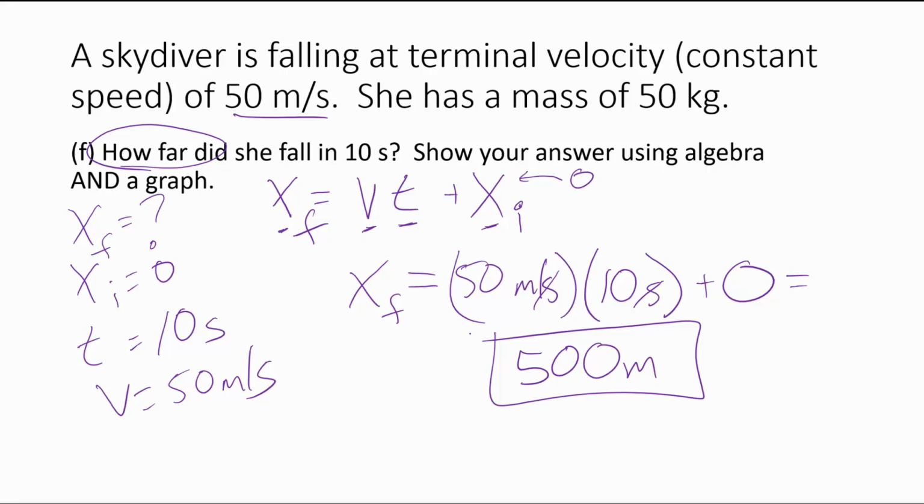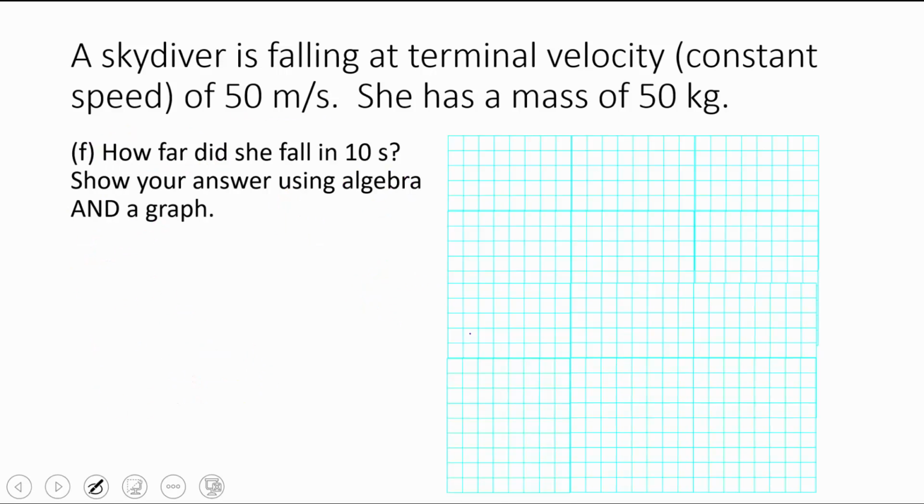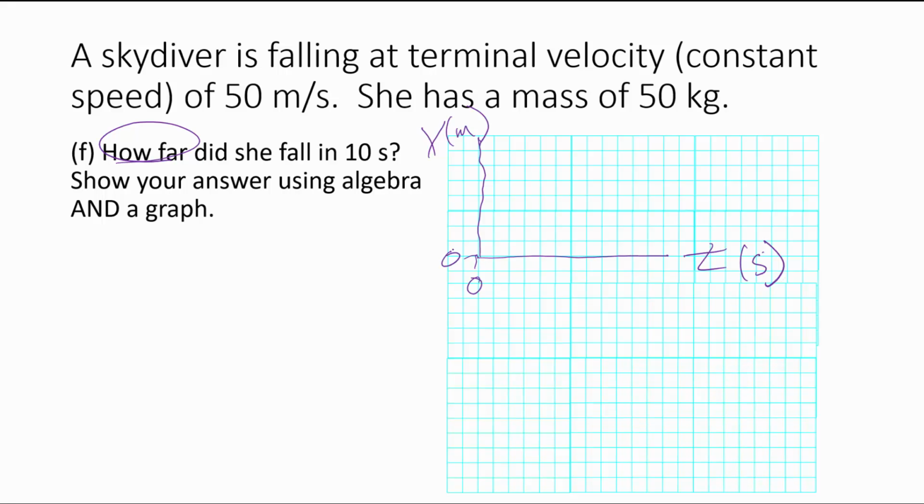Okay, so now let's see how we would solve this one graphically. So there's a couple different ways that we could go ahead and do that. So let's take a look. So we want to know how far. So we could do a position versus time graph or a velocity versus time graph. So I'll just start with a position versus time graph. So we're going to have X on the y-axis, T on the x-axis. We're going to start here at 0. So we're just going to say she's starting here at 0.